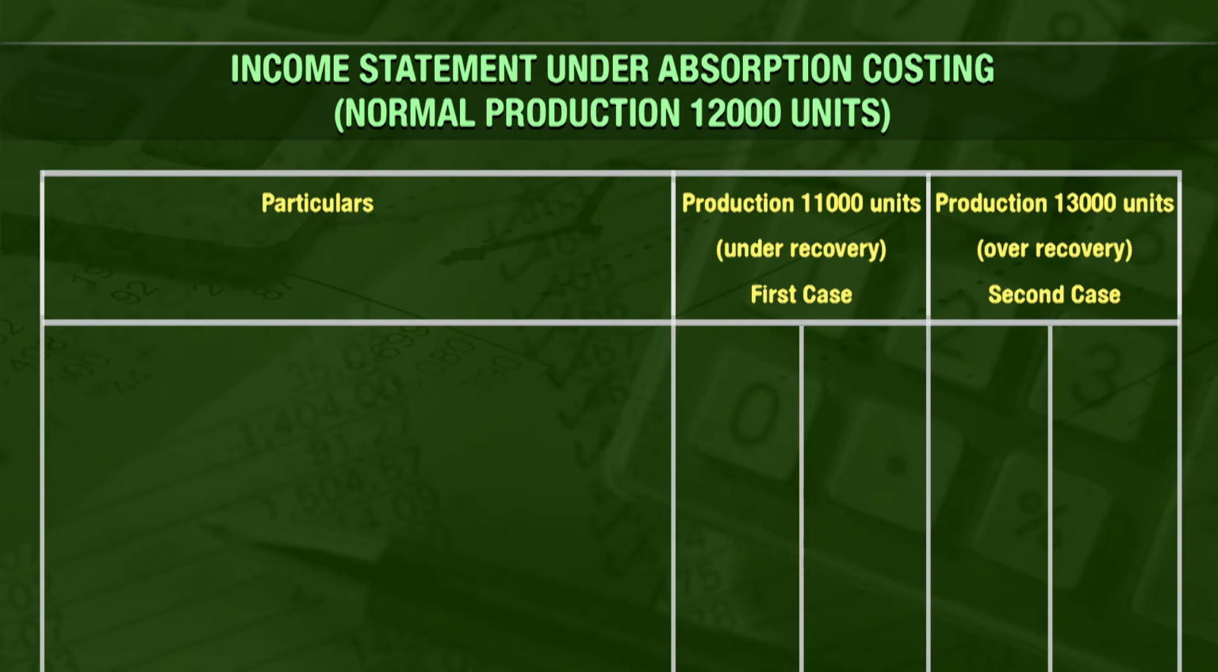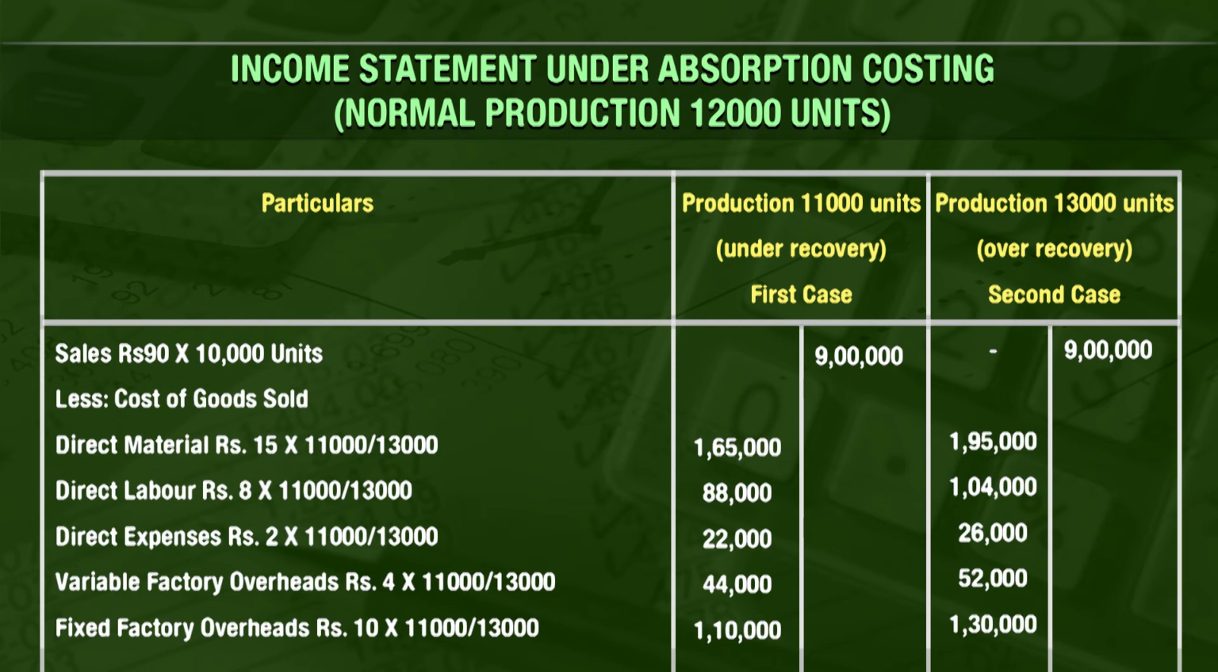Let us see this income statement. In the income statement, both production levels are shown, production of 11,000 units which is a case of under recovery and the production of 13,000 units which is a case of over recovery. Sales would remain the same, that is rupees 90 per unit multiplied by 10,000 units, rupees 9 lakh. Direct material rate would remain the same, direct labor, direct expense, variable overheads and fixed factory overhead. Here the recovery rate we have already calculated, rupees 10 per unit.